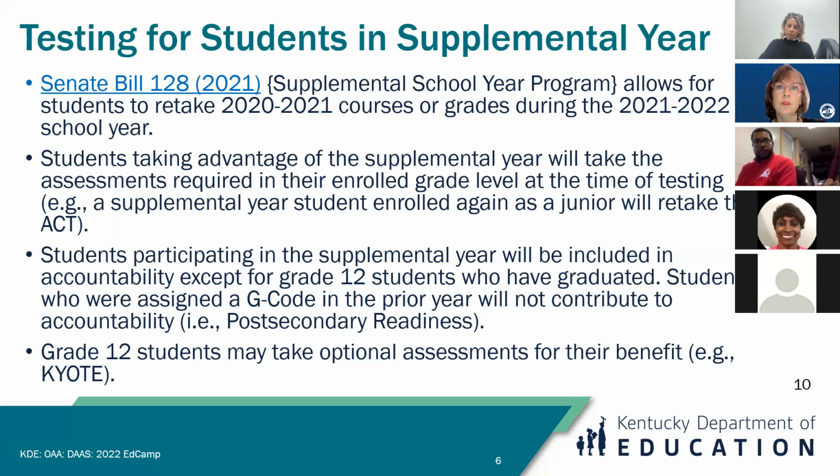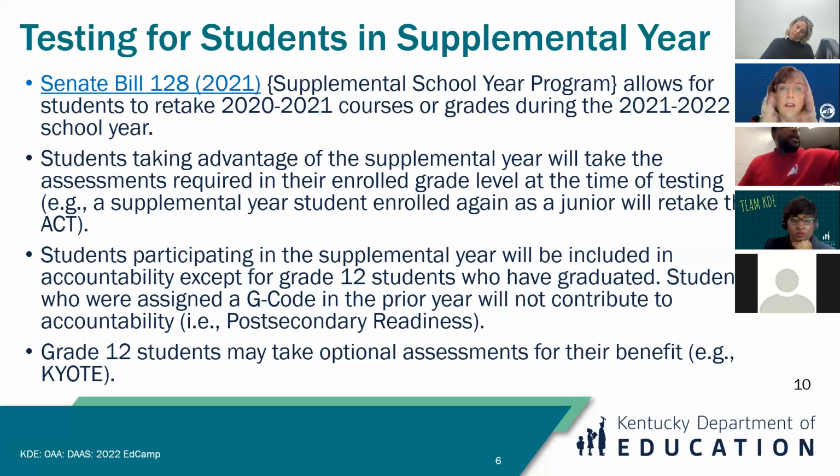If the student was in third grade last year and took the third grade K-Prep, now the Kentucky Summative Assessment, and they've decided to use this year as a supplemental year and come back as third graders again, then they'll just retake that third grade test. Another example on the slide is a student who was a junior last year and took the ACT. If they use that supplemental year to repeat their junior year, then they can retake that ACT.